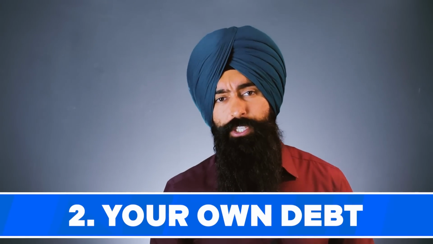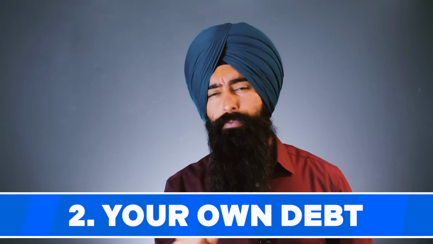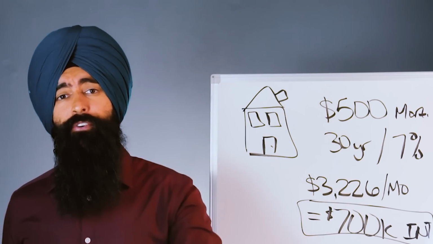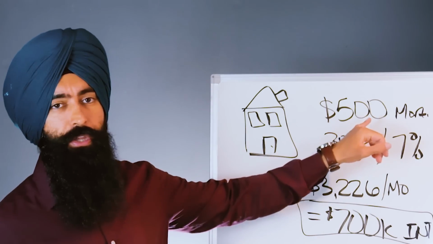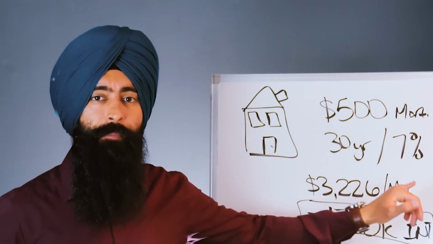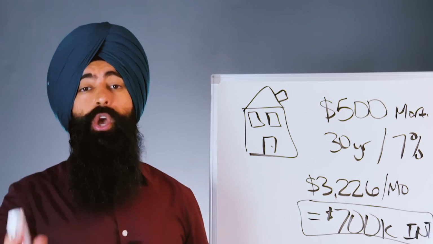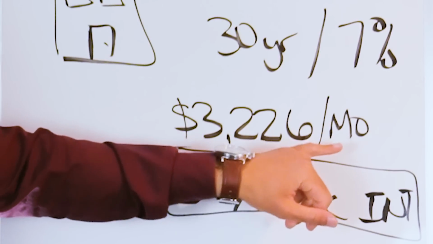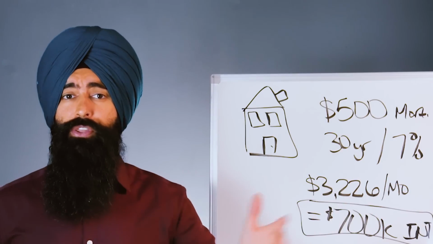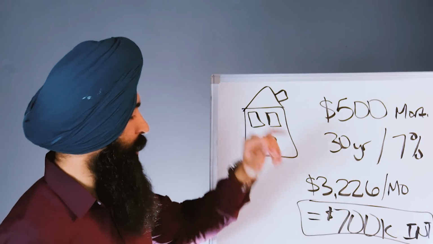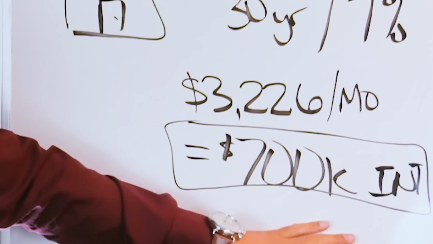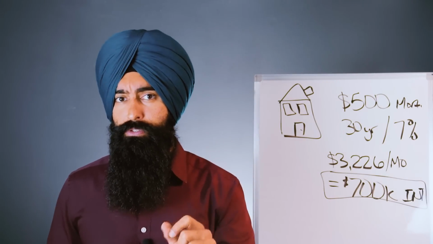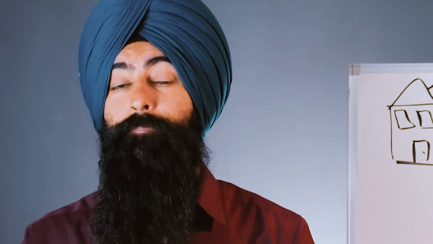The second investment I want you to make is in your own debt, but probably not the way you think. Let's assume that you own this home right here and you have a $500,000 mortgage on this property. You got a 30-year loan with a 7% interest rate on your mortgage. Well, that means that your monthly payment is gonna be $3,226 a month. Now, over the course of the 30 years, after paying this monthly payment, you're gonna pay right around $700,000 in interest. But there's a simple trick that you can use to pay less money in interest and keep more money in your pocket.